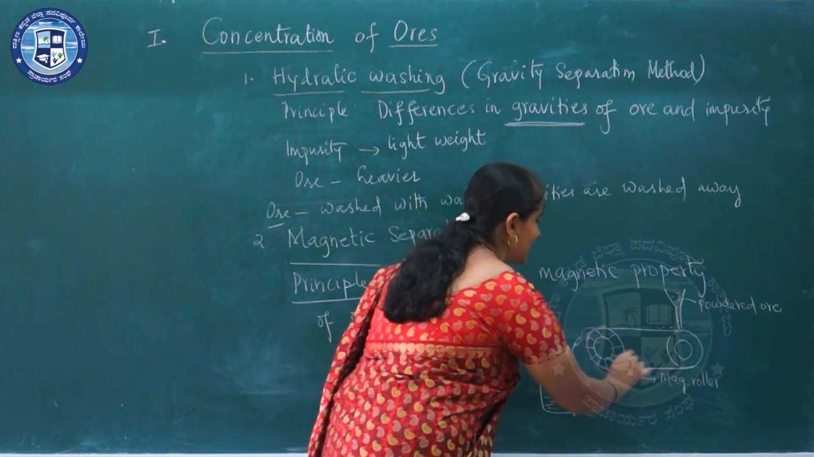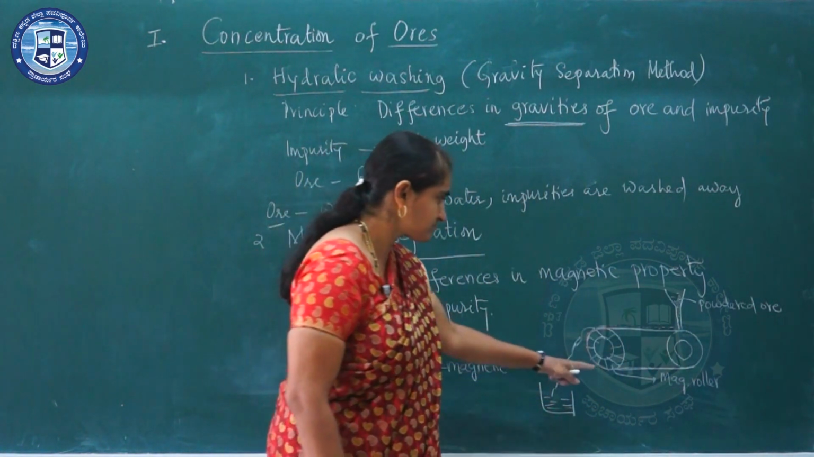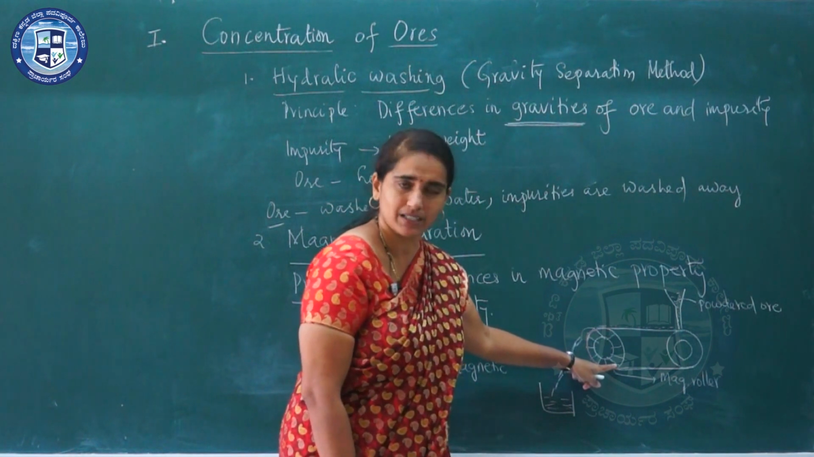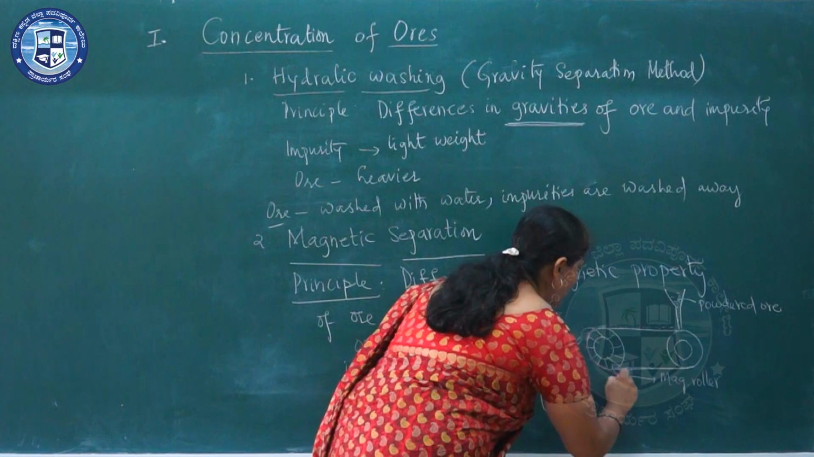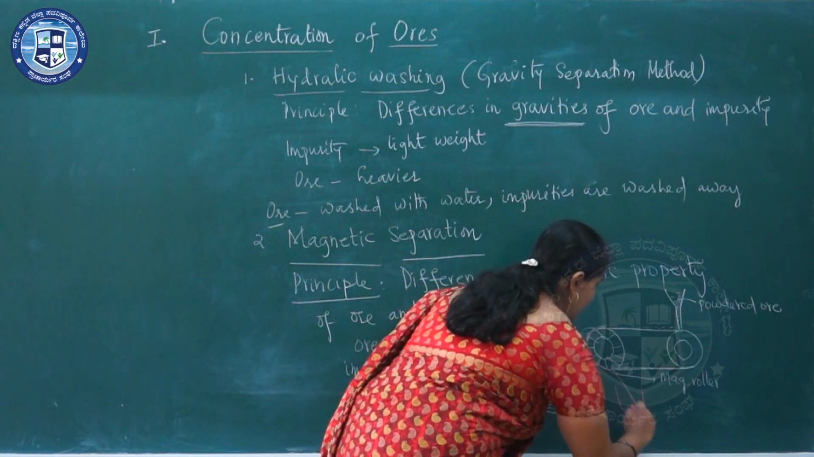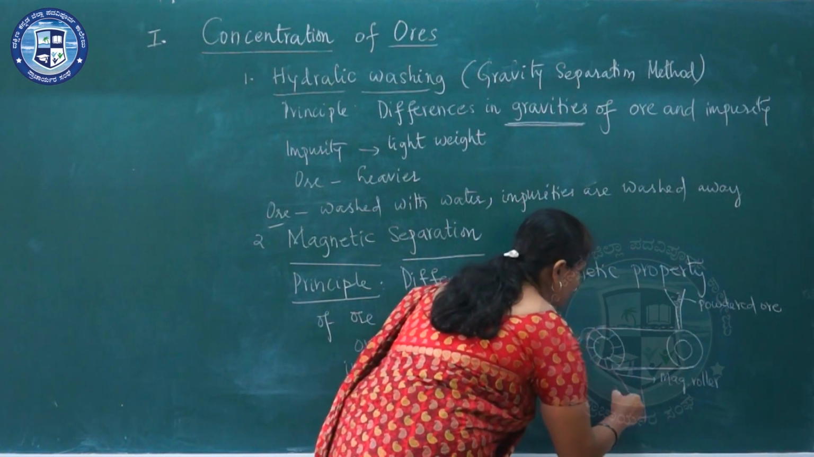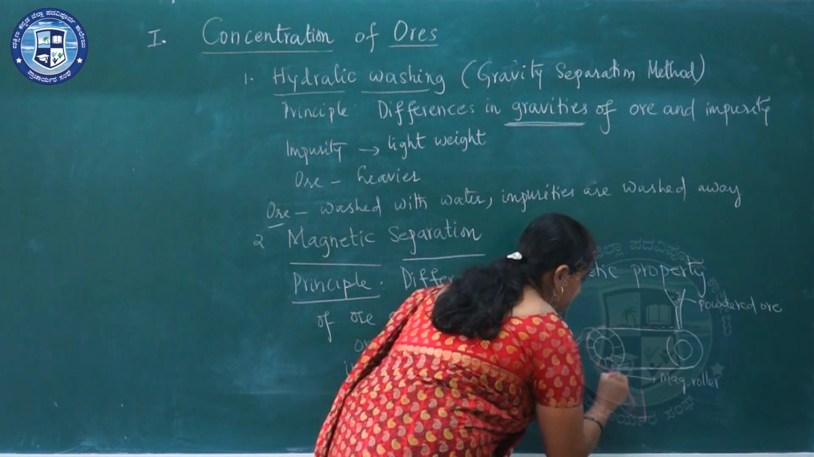So once they cut short of the magnetic roller, they directly fall below. So they will fall here. So I have a container here and I will collect all those particles here. Okay.